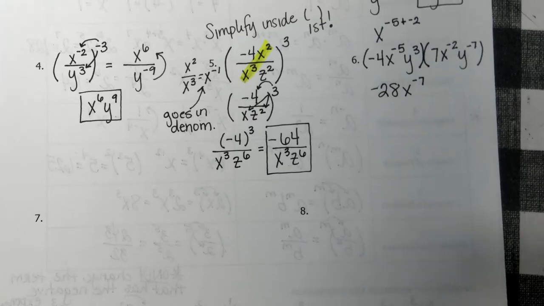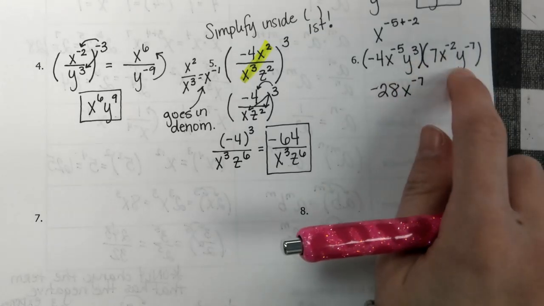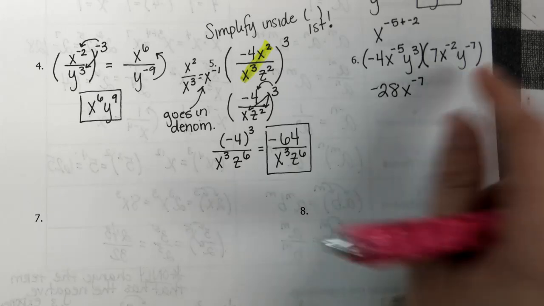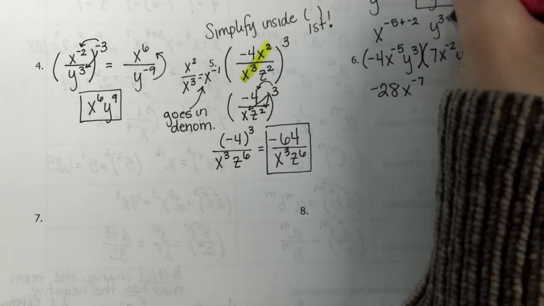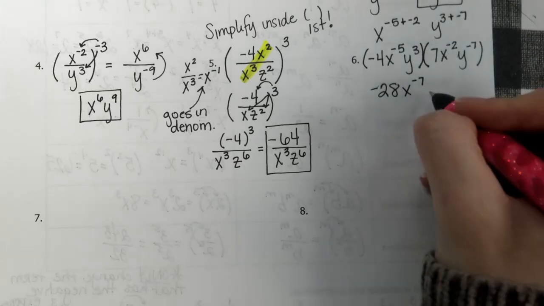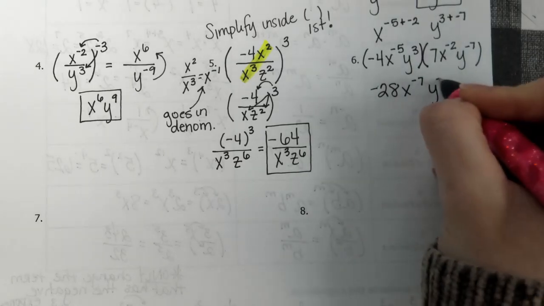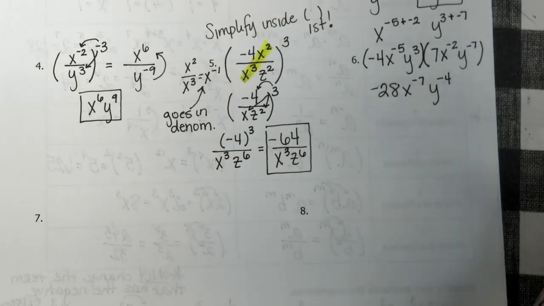Okay? Then when I do y cubed times y to the negative 7, I've got y 3 plus negative 7, which gives me y to the what? Negative 4. Okay, did y'all follow that? Okay. So now what do I need to do?